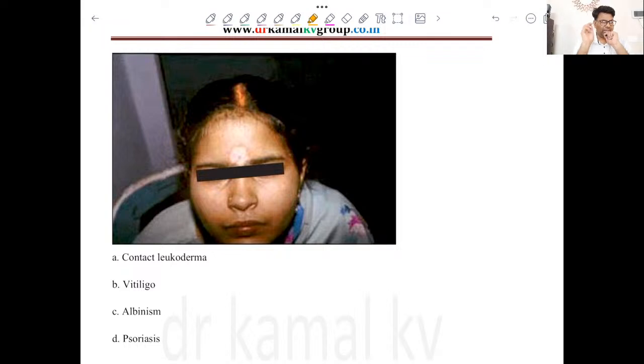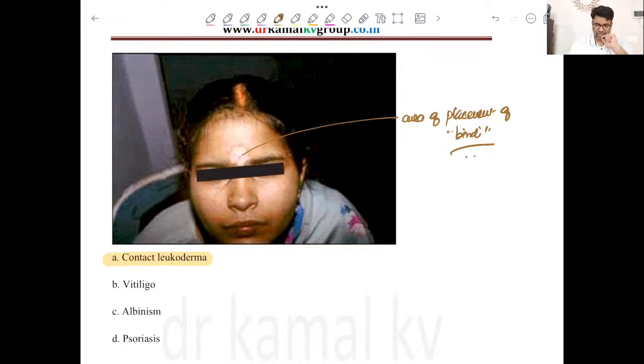Arush, Sangamitra, yes, both of you are perfect. This is contact leukoderma, and you see this is the area of placement of the bindi, right? So that chemical can lead to it.